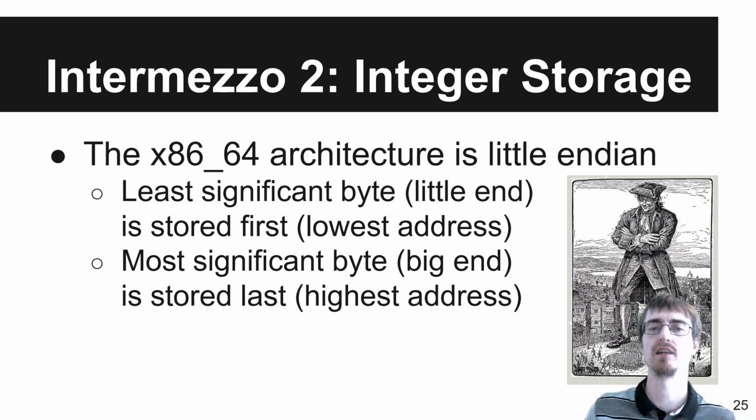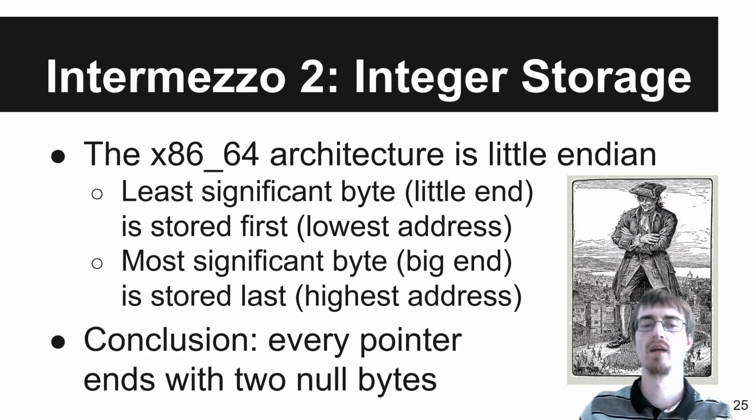Now another consideration. I mentioned this on the lecture on assembly. Integers are stored little endian. This means that the little end, the least significant byte, is stored first, at the lowest address, whereas the most significant byte, the big end, is stored last. Let us combine these two things. What does this mean for the attack? Well, it means that every pointer has 2 bytes that are null. It also means that these bytes, which are the most significant byte, are stored at the highest address. That is, at the end, if you consider it from an overflow perspective. So every pointer ends with 2 null bytes.